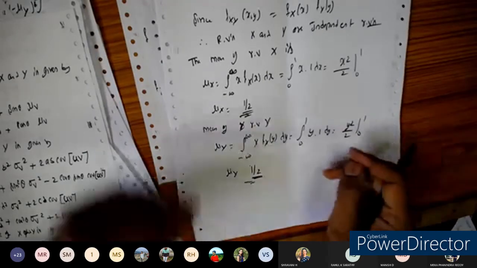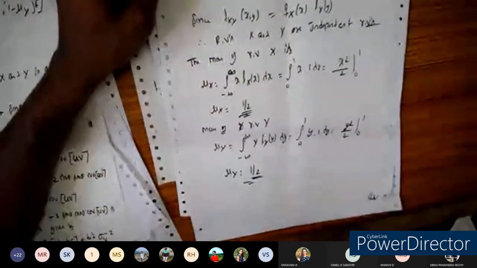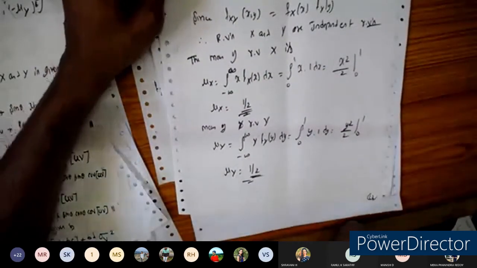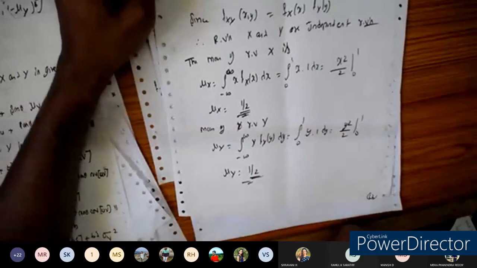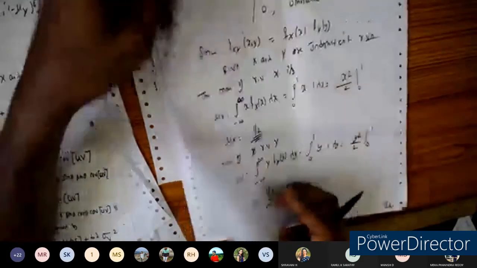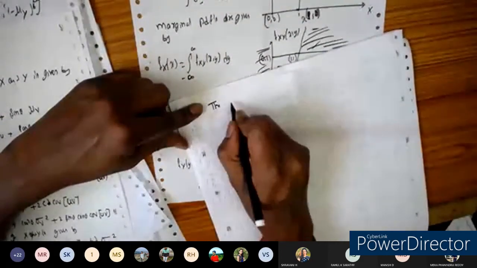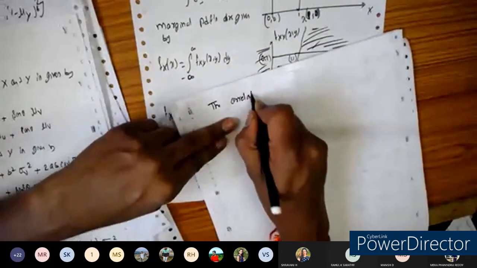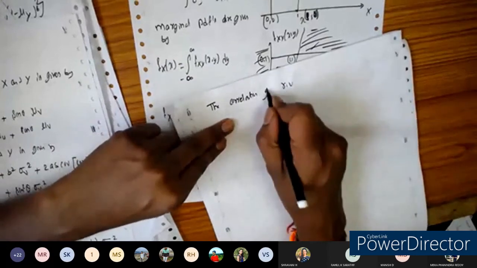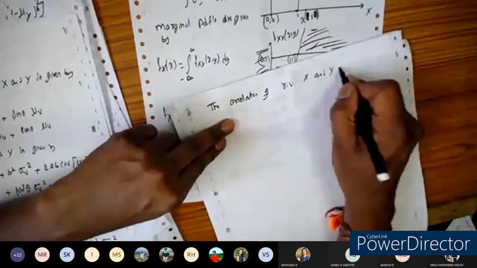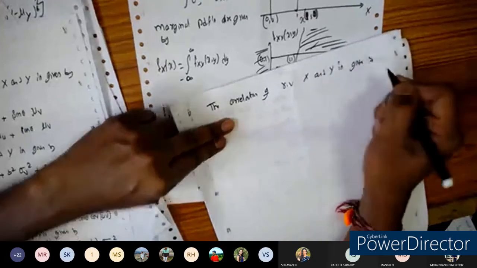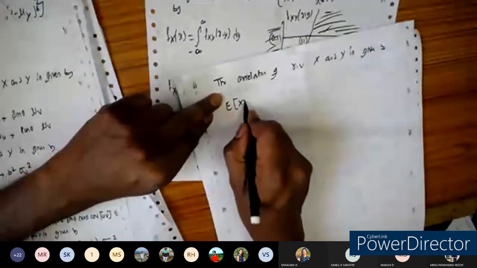Done. Now let us find out the correlation between the random variable x and y here. The correlation of random variable x and y is given by, so the correlation is nothing but the expected value of x and y.